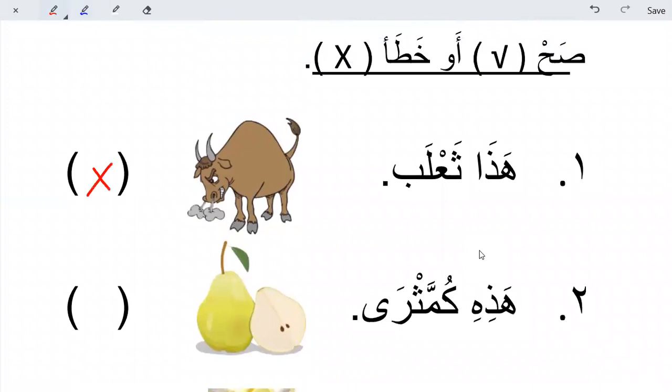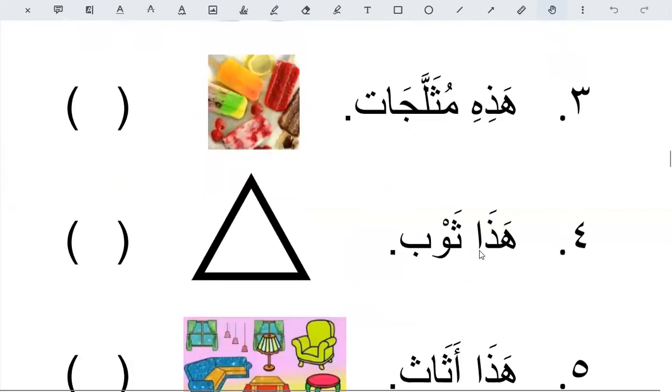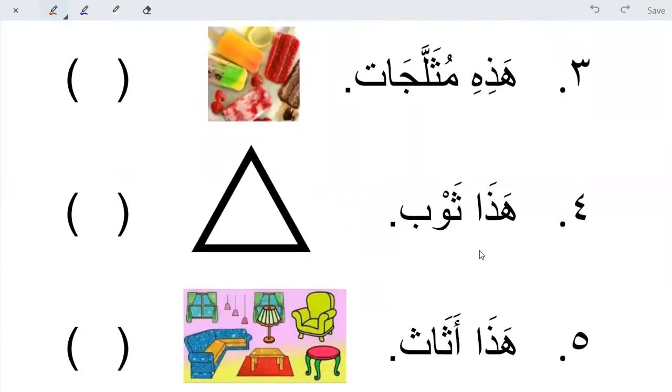This is a fridge. This is a peel. Good. This is ice cream. Good. This is a dress. Good. This is a furniture. Good.